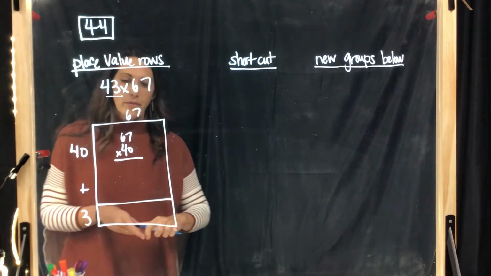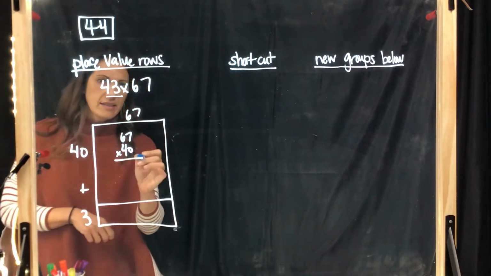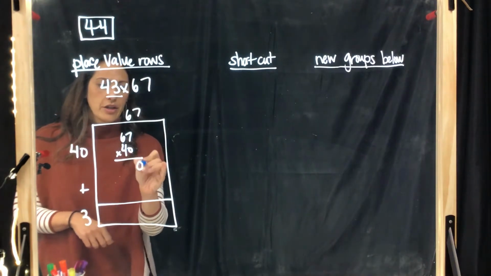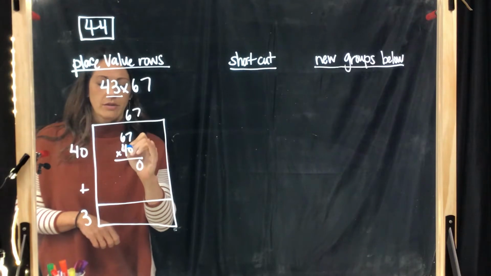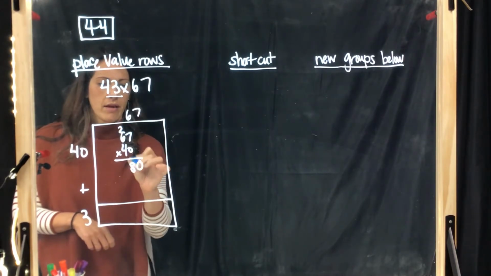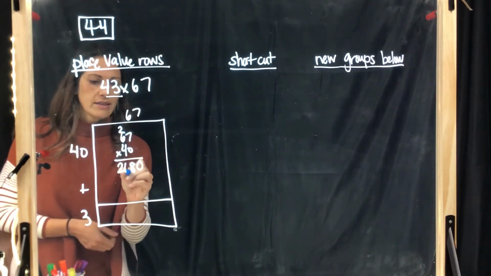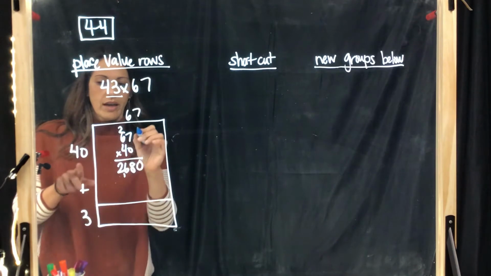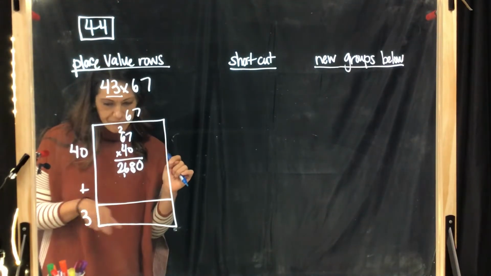The benefit of doing this is that 0. So I'm going to add that 0 at the end and just multiply 4 times 67. 4 times 7 is 28. 4 times 6 is 24, plus 2 more is 26. So the total for 40 times 67 is 2,680.